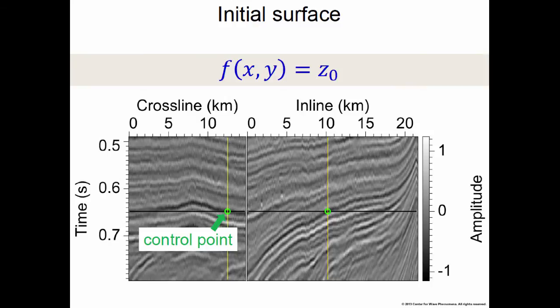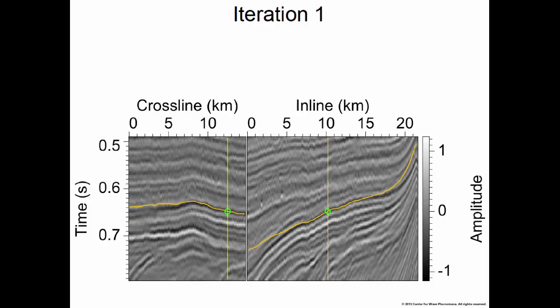Now let's go back to the example. We first put a control point to initialize a horizontal surface. And this initial surface is updated by 1 iteration, 2 iterations, 3 iterations, 4 iterations, and finally, after 5 iterations, the initial horizontal surface is updated to the seismic horizon we want to extract.